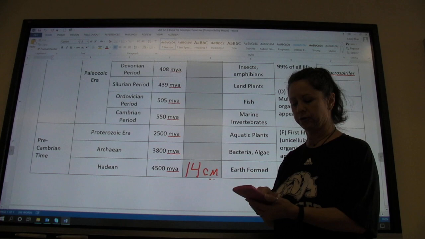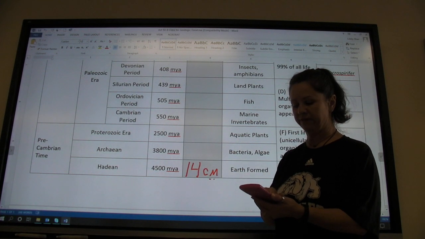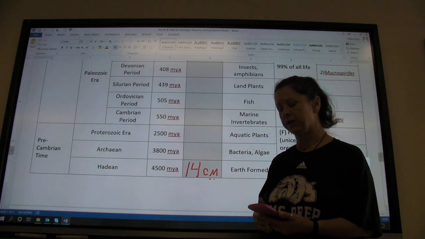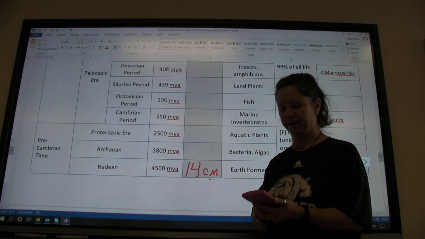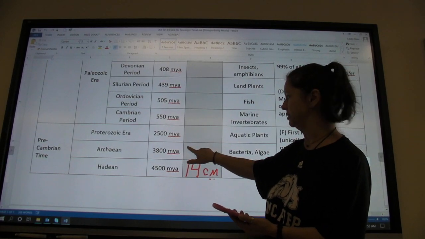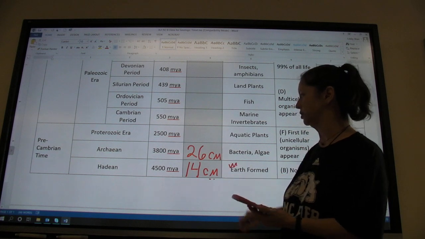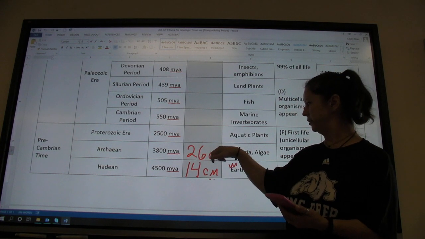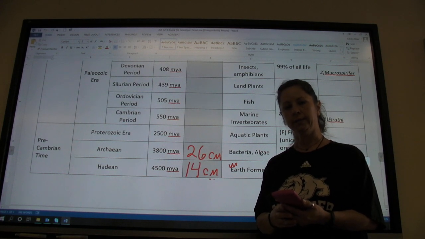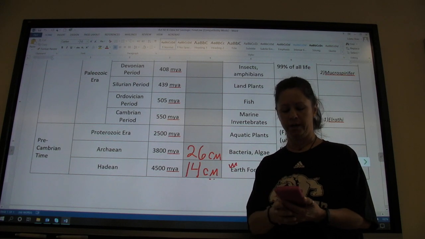All right, and then next you would do the Archean. Okay, the Archean started 3,800 million years ago. It ended 2,500 million years ago. That means it lasted 1,300 million years. Divide that by 50, and that means that the Archean period lasted 26 centimeters. Okay, now those centimeters are what you're looking for to create your timeline. All right, I'm fixing to move the camera, so bear with me. It's going to get a little shaky.